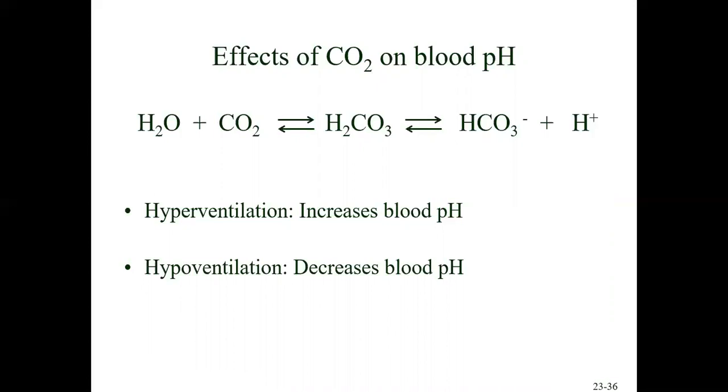Make sure you know these terms: hyperventilation and hypoventilation. Hyper is, of course, more than, greater than, and so this is where you're breathing faster. Hyperventilation, breathing faster, actually causes an increase in your blood pH; it becomes more basic. The reason is that when you are ventilating too quickly, you get rid of CO2 more quickly.